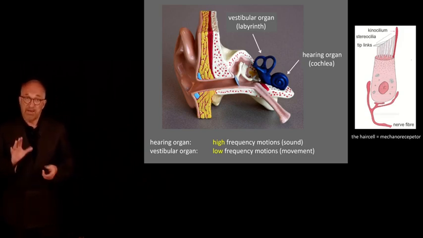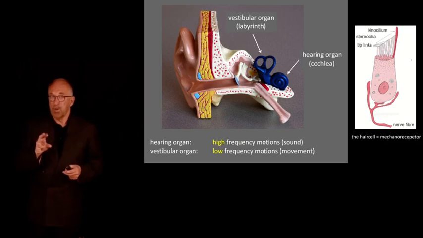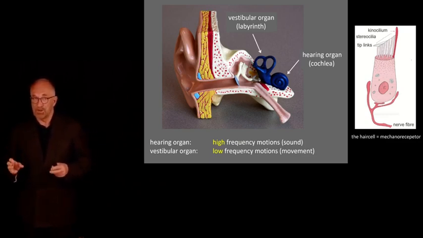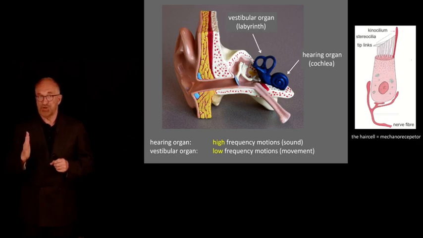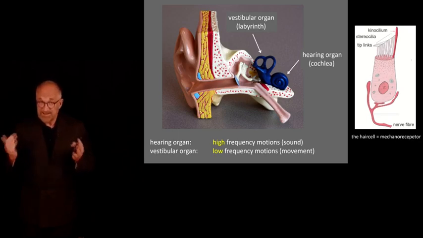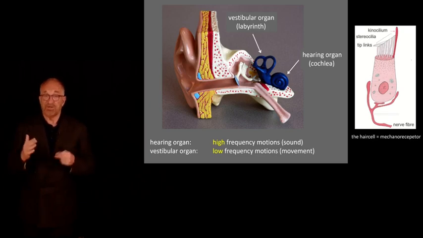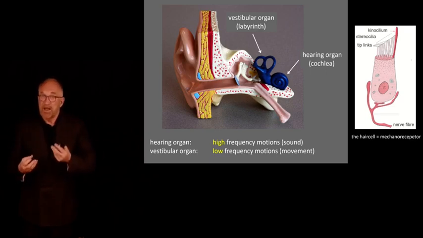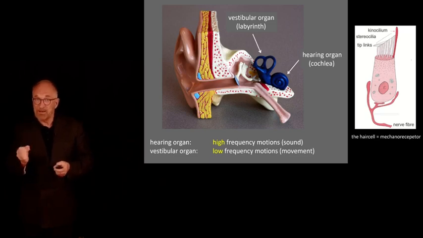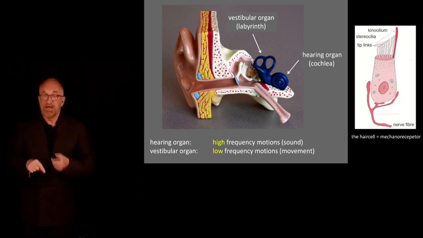Okay, now we look at the labyrinth and we see two parts. We see the vestibular organ and the hearing organ, so the vestibular labyrinth and the cochlea. Both are sensitive for motion. High frequency motion is sound, and low frequency motion are the head movements. So in terms of physics, they are very similar, and both systems use the hair cell that is typical, the mechanoreceptor, that transfers movement, displacement of the stereocilia, into electrical pulses in the nerves.